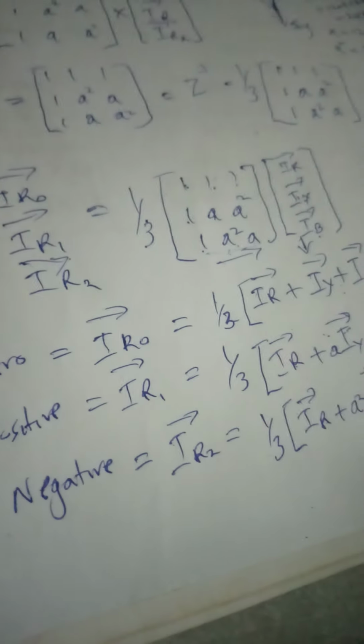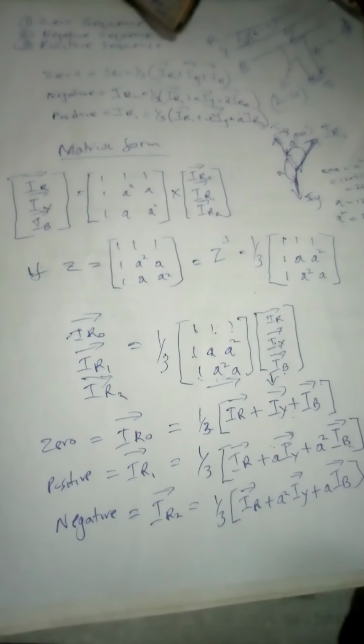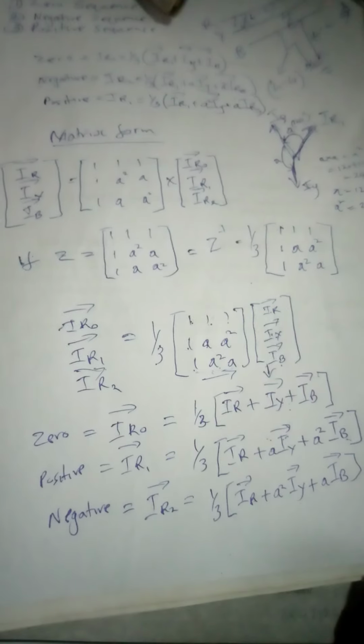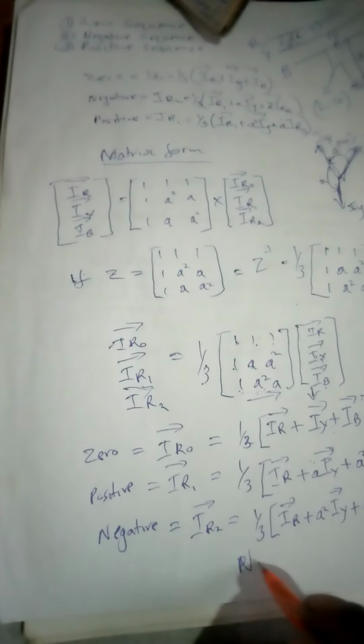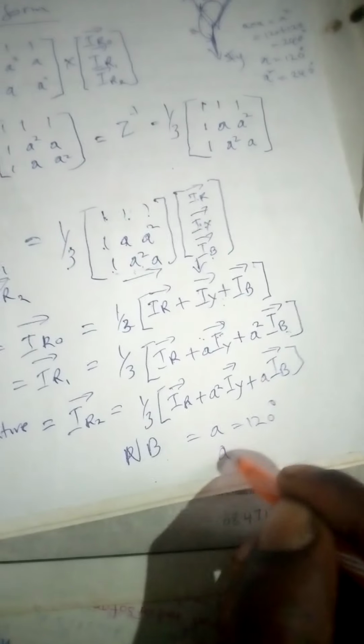You can see that is solved using a matrix. And it is done by that. You can prove this sequence. Remember that A is the displacement. A is equals to, you also remember NB. You have to remember that A equals to 120 degrees. A squared equals to 240 degrees.